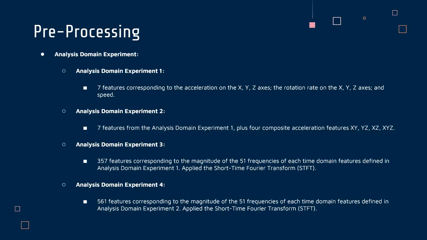In the second experiment, the same features as in experiment 1 were used, adding composite acceleration features. In experiment 3, 357 frequency magnitude features of the 7 variables defined in experiment 1 were used, and in experiment 4, 561 frequency magnitude features of the 11 variables defined in experiment 2 were used.